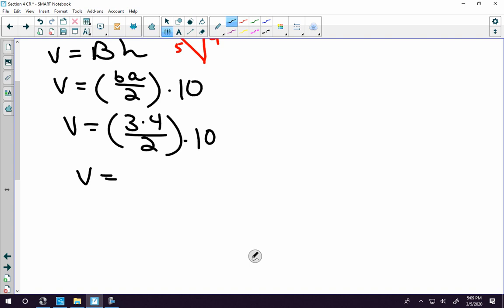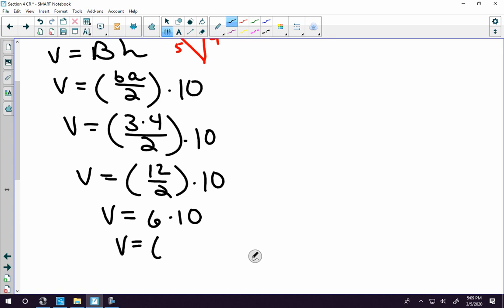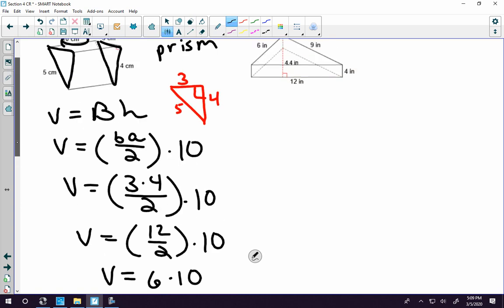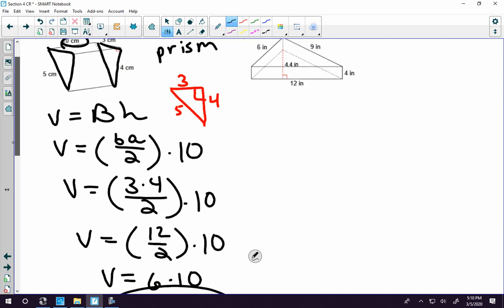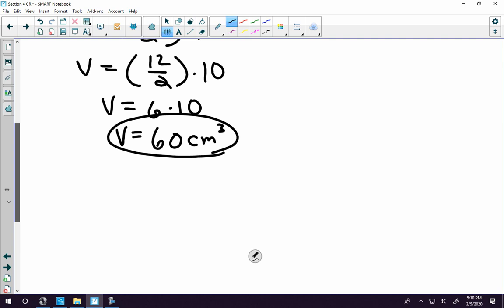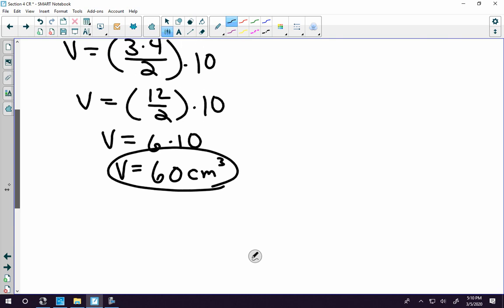So 3 times 4 is 12. Half of 12 is 6, times 10. So it's got to be 60 cubic centimeters. 60 cubic centimeters is the volume of this triangular prism. So again, we were stacking triangles, and we're stacking them 10 centimeters high. Maybe you want to think laterally here, stacking the triangles laterally.